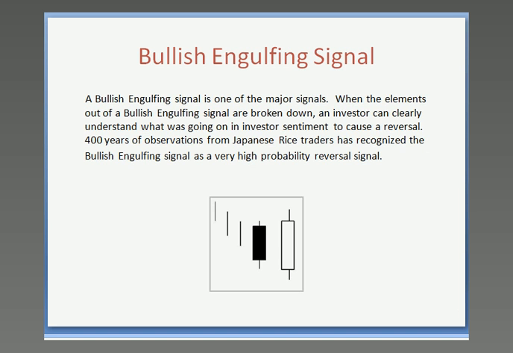So we have, again, the 12 major signals. A bullish engulfing signal, very simple to describe, opens below the previous day's close and closes above the previous day's open. This candle body completely engulfs this candle body over here. Again, not necessarily the shadows, just the body.